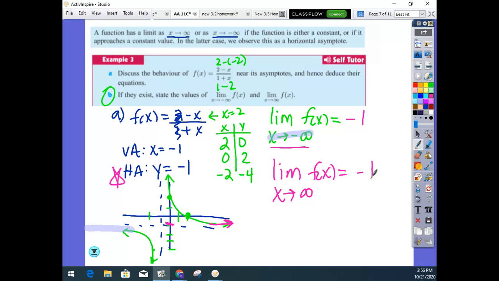Now remember, it's not the exact y value, it's what the graph is getting really close to. Think about infinity and -infinity. Those are really far away, and the further away we get, the closer the graph gets to the asymptote. So it's what the graph is approaching as we get close to that.